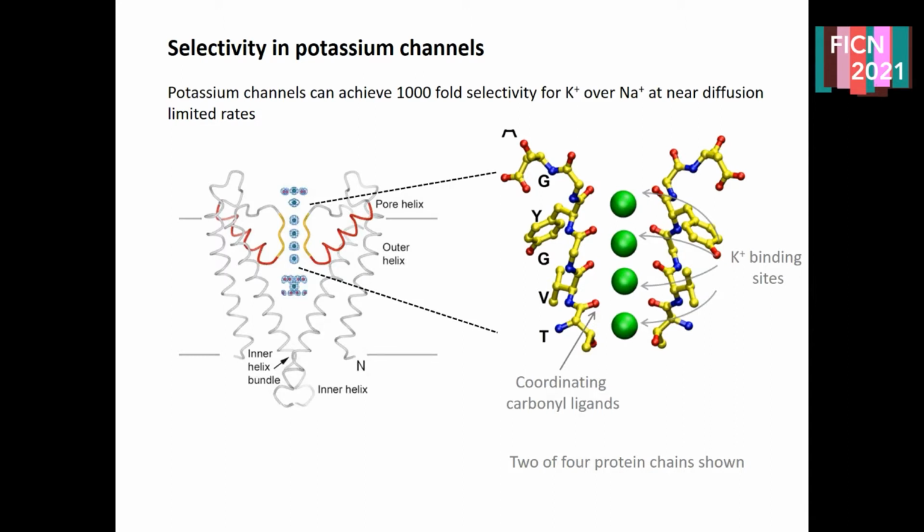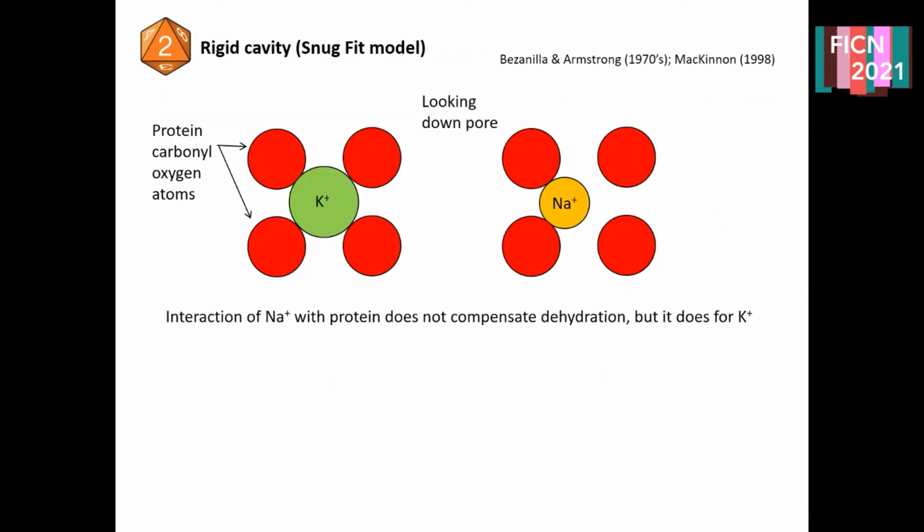Okay, now I just want to have that in mind when I start to talk about some of the other mechanisms and use this example. Okay, so mechanism number 2 that I want to talk about is what's often thought of as the snug fit model or the rigid cavity model. Now, this is quite an old idea. Bezanilla and Armstrong in the 70s, made popular again by Rod MacKinnon when the first potassium channel structures came out.